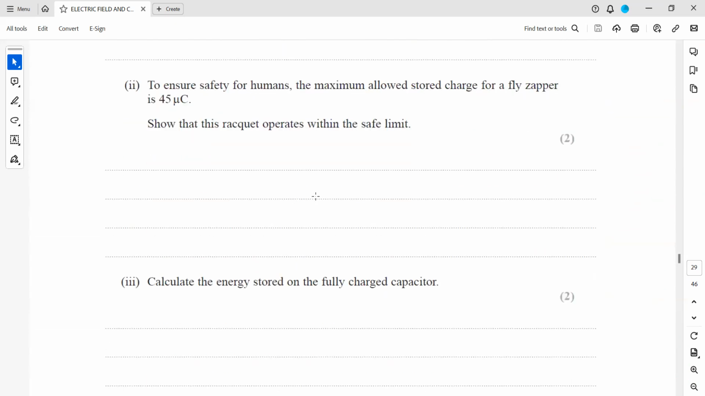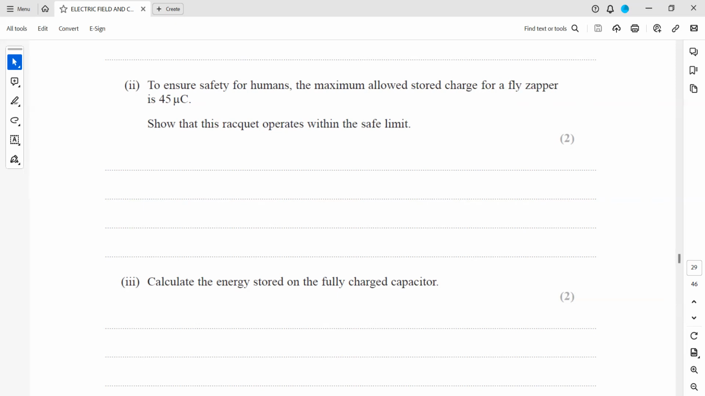To ensure the safety of the human, the maximum allowed stored charge for a fly zapper is 45 microcoulomb. Show that this racket operates within the safe limits. So how can we show that it is within the maximum charge stored? We have the formula Q equals CV.